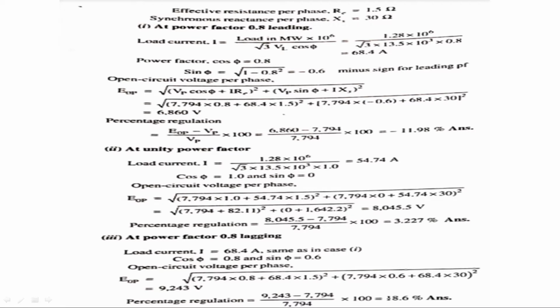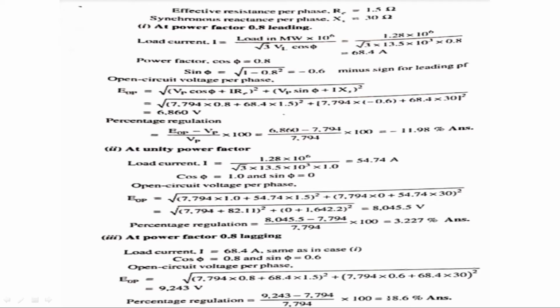So voltage regulation we can calculate as (E0 minus Vp) by Vp into 100, that is (6.860 minus 7.794) by 7.794, that is minus 11.98. As this is a leading power factor load, we are going to get the regulation as a negative value, whereas for unity and lagging power factor load, we are going to get it as a positive value. So at unity power factor, substitute cos phi equal to 1 in the same expression of load current and find out the value of E0 and hence the voltage regulation. The voltage regulation value we got as 3.227% for unity power factor.